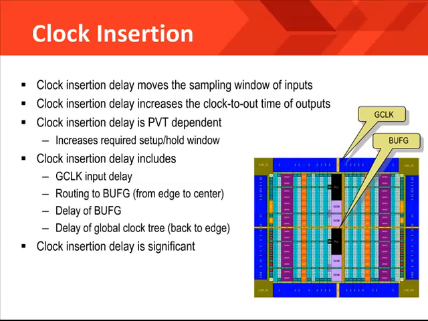The clock insertion delay can include a global clock input delay, routing to the BUFG from, say, the edge to the center of the die, delay of the BUFG itself, or the delay of a global clock tree back to the edge. And clock insertion delay is significant, and it should be noted, of course, it's included in the timing analyzer. Now, all of these delays can be compensated with the use of a DCM or a PLL, and fortunately, Spartan-6 has a number of clock management tiles.